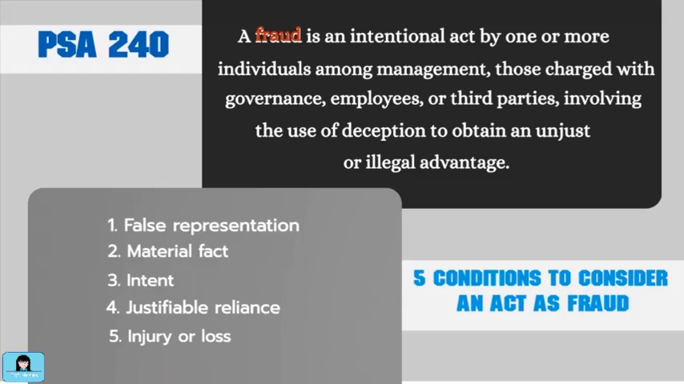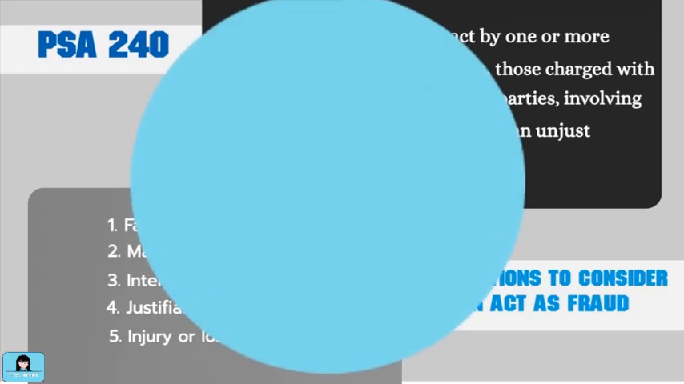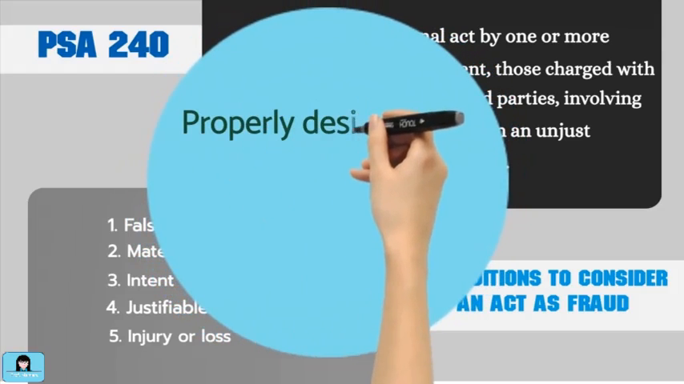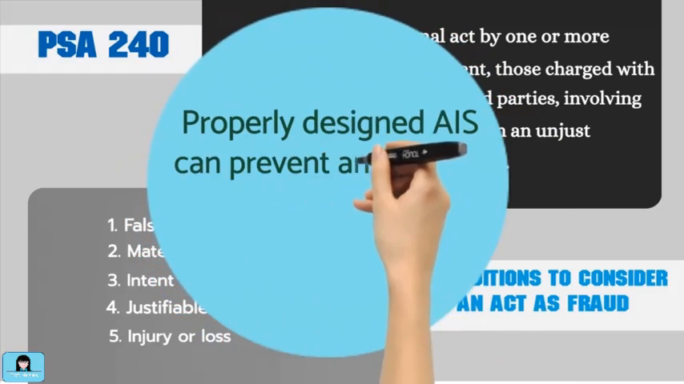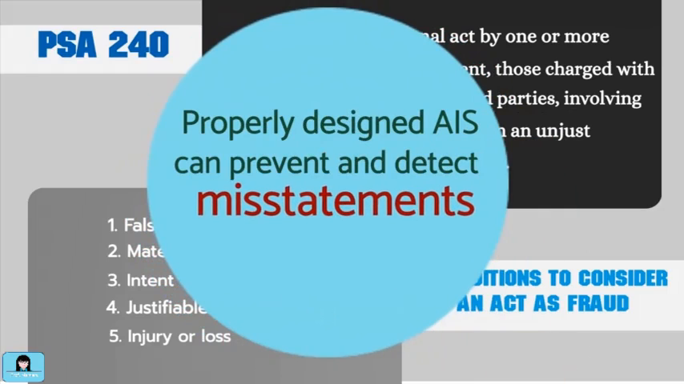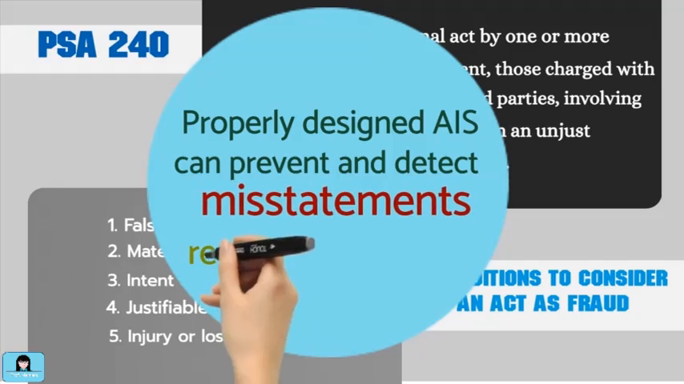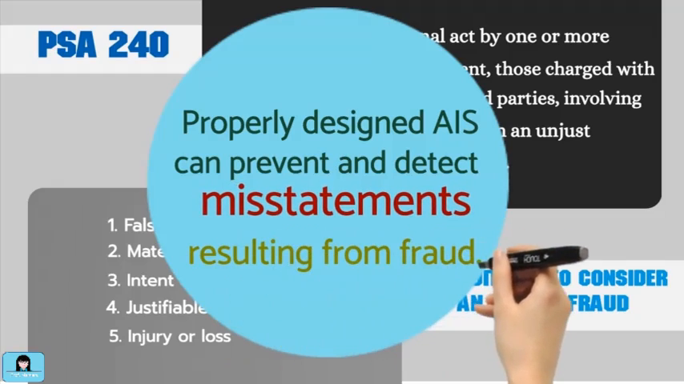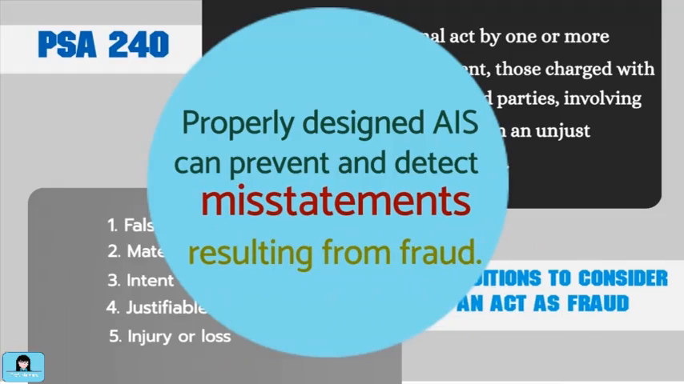Fraud can result in harm to others, such as financial losses of an organization and its investors. It is important that the accounting information system of a company is designed properly to prevent and detect misstatements resulting from fraud.